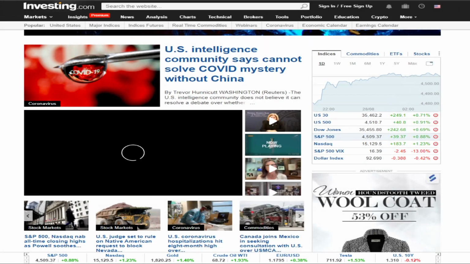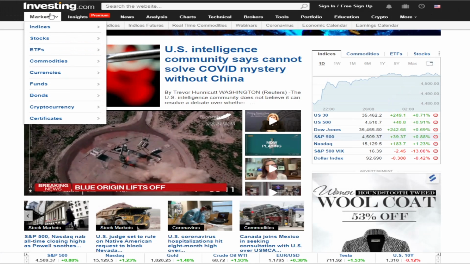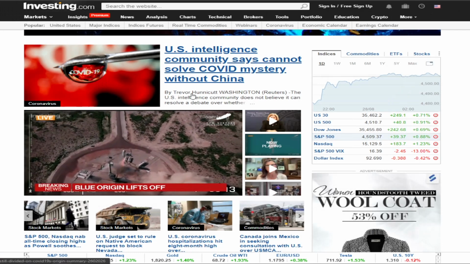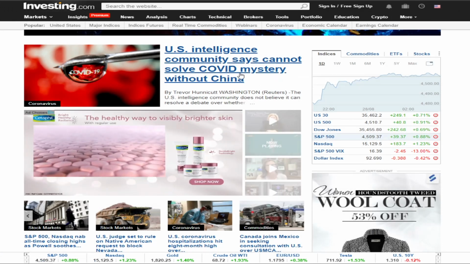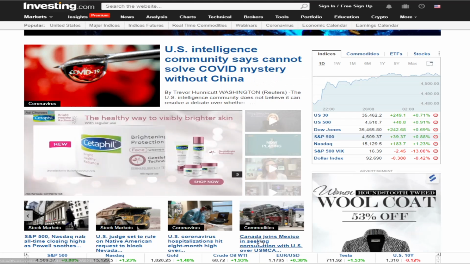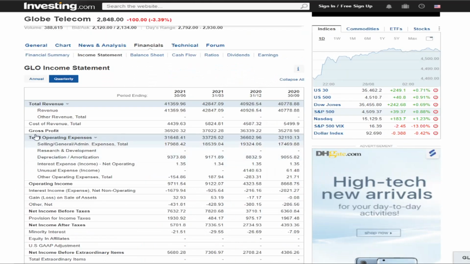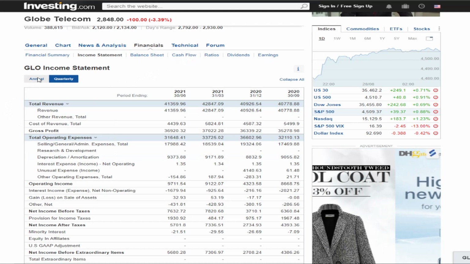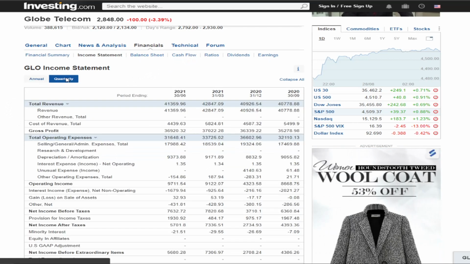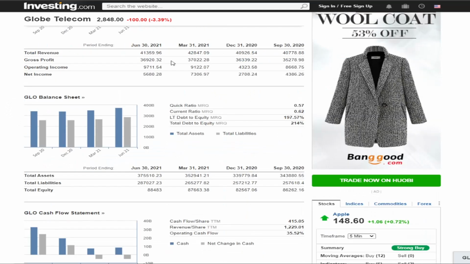First one is Investing.com. Now this website really does a lot, especially when you are starting out. You have the current news here, and if you want to look at the company's financial statements, they have the complete income statement, balance sheet, and cash flow statements. It's really clean to look at, and you can toggle between the annual reports and the quarterly reports. And if you just want to have a quick look, they have a financial summary for you.